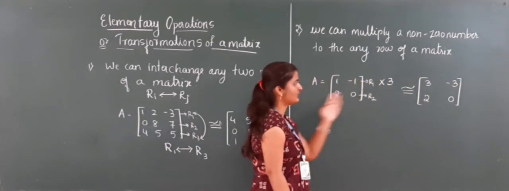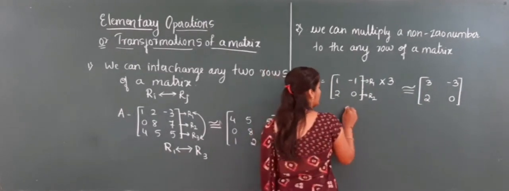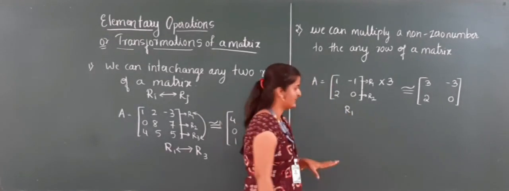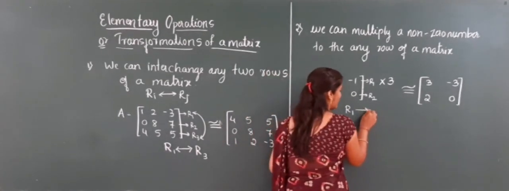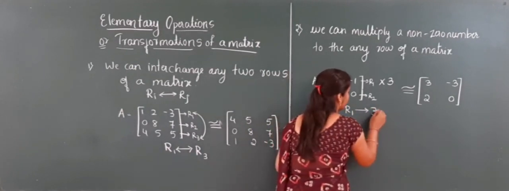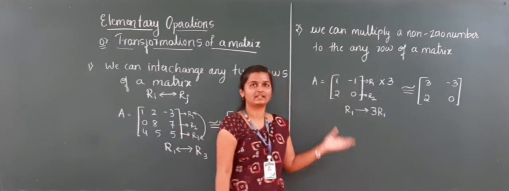Okay, these two matrices are not equal but equivalent. So here what have we done? I have changed the R1 row. How did it change? This is the symbol for the change: R1 row I have written like this, that is 3 into R1. Like this you have to denote our elementary operation.